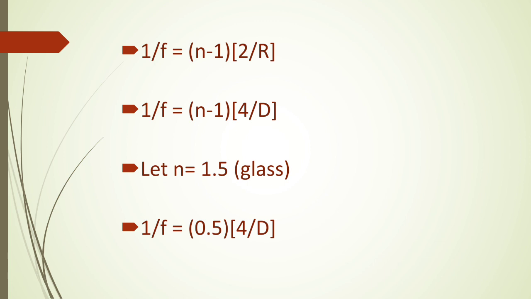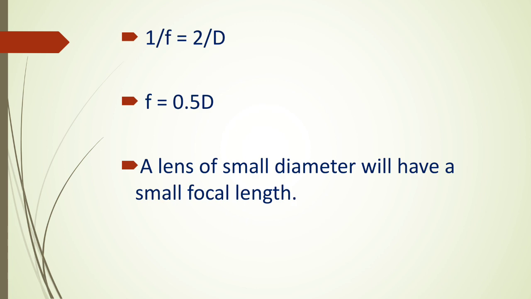If we put the value of n as 1.5, because the spherical lens is made of glass, we get 1 over f, which is equal to 0.5 into 4 by d. So 1 over f will be equal to 2 by d, and f will be equal to 0.5 d. This is a very important relationship between the focal length of a spherical lens and its diameter.